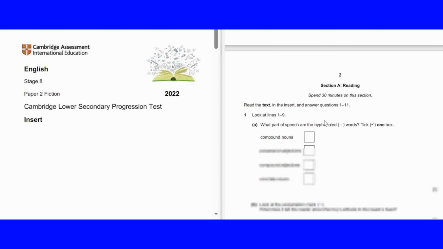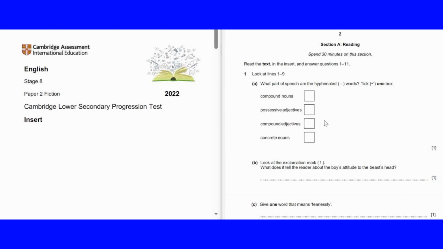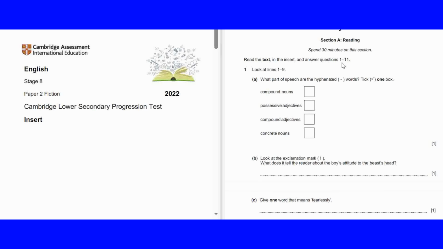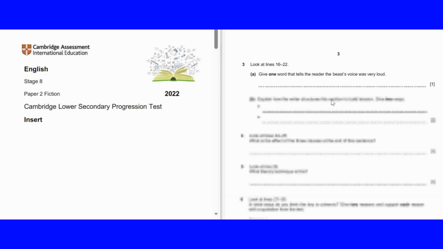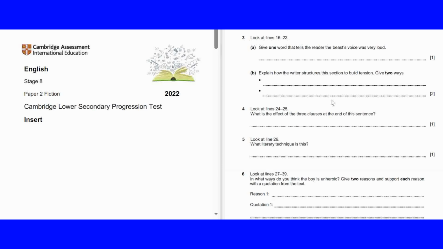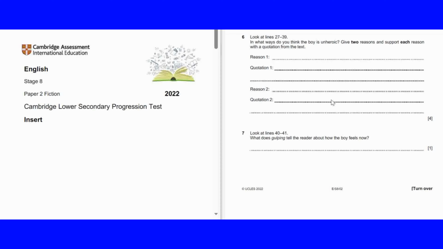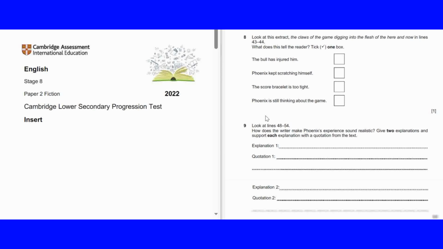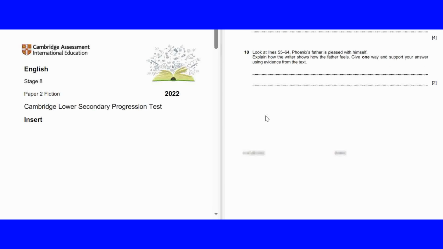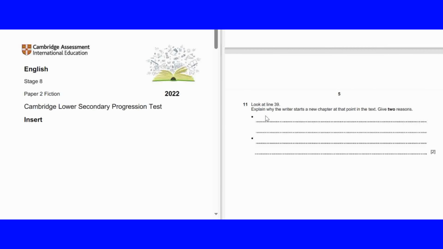this is divided into Section A, Reading. We spend 30 minutes in Section A. This is for questions 1 till 11. And this is question 2. This is questions 3, 4, 5, 6, and 7. And this is questions 8, 9, 10. And this is question 11.